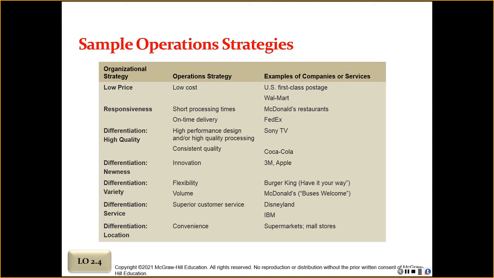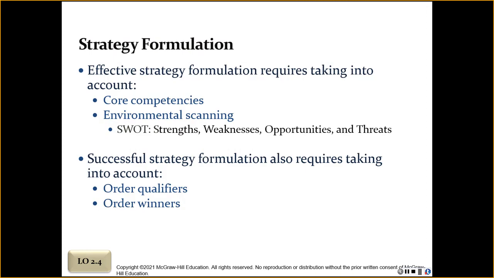Differentiation and location at the bottom. That's supermarkets, and banks are also there. They go off of convenience. I do have a couple of online banking accounts, but most of my bank accounts are local, with companies that are in my neighborhood or in my community.